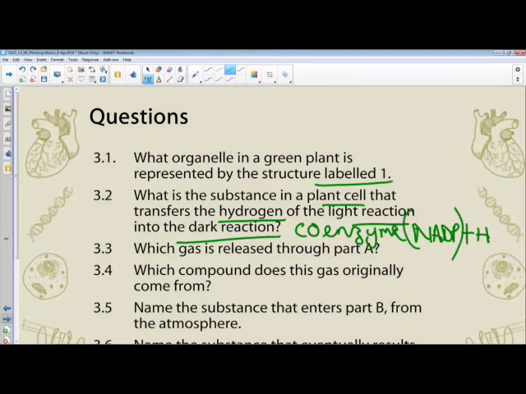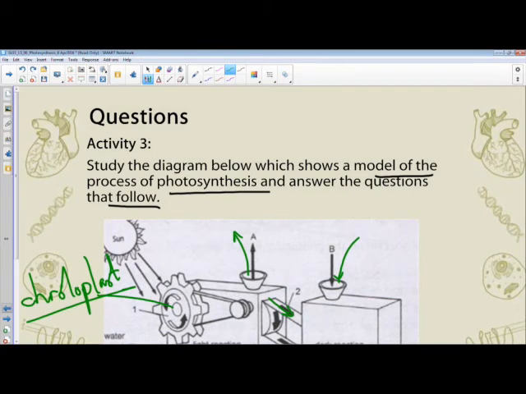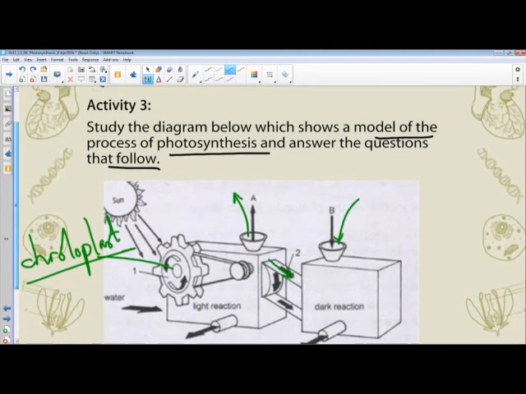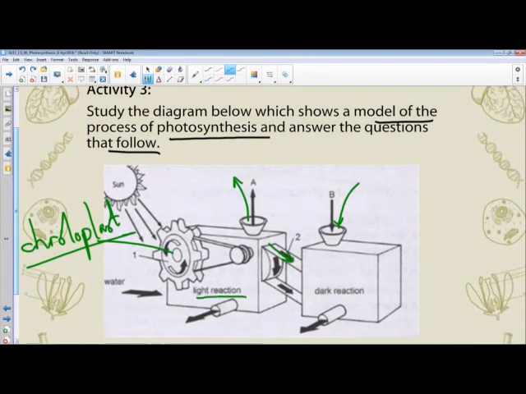Cool. Which gas is released through part A? Let's go back to that diagram. Here we're seeing the first step of the light reaction, and we're seeing something given off. And guys, you know that during this stage, the gas that is given off would be oxygen. And here we're looking at the dark reaction. We know that the input there would be CO2, carbon dioxide.